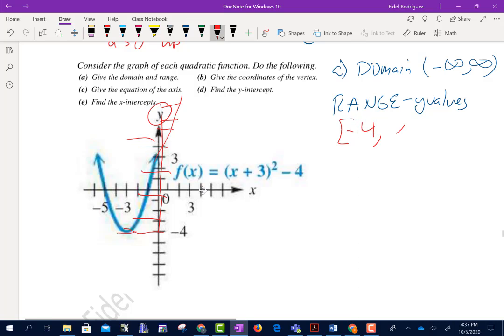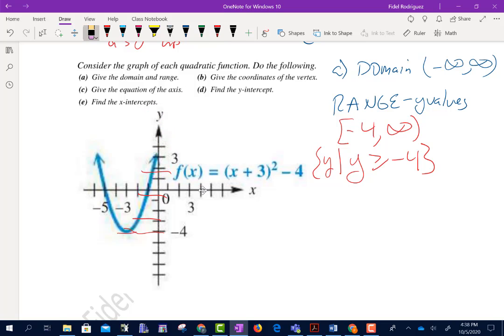From -4 to infinity, right? So we might say y is bigger than or equal to -4. Okay, that would be my range. All right, so again, just so we have an idea of what the domain and what the range are. Now let's do part B. Part B says give the coordinates of the vertex.